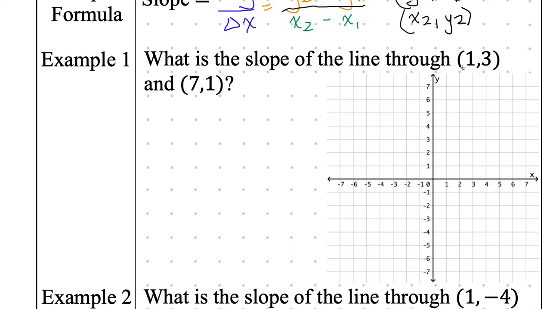What is the slope through the line 1, 3, and 7, 1? For this one, I want to use a graph to explain what's happening so you can connect what's happening with the graph versus what's happening with our equation. And then from there on, no more graphs. You should be able to do this every single time without a graph. So everyone graph these points, 1, 3, 7, 1.